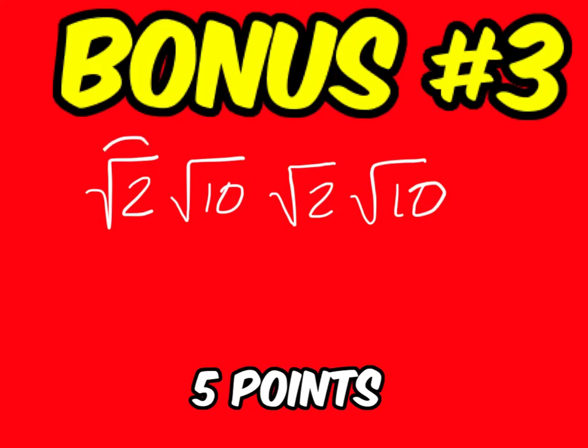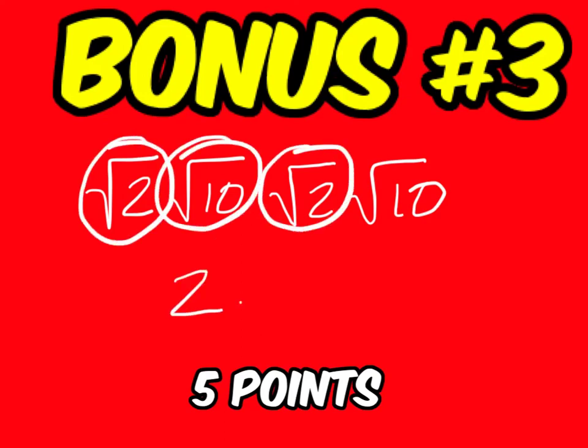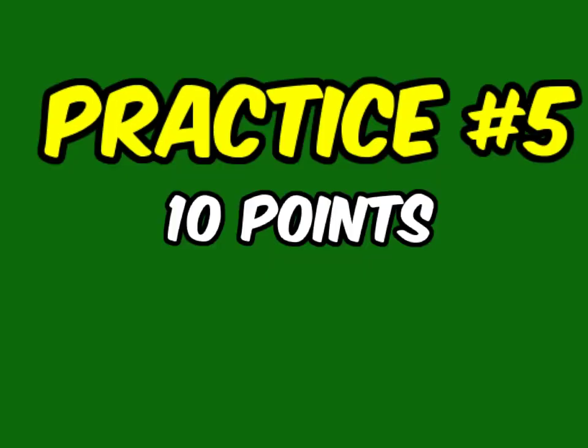On this problem, if you multiply this by itself, it's 2. This by itself is 10. Answer should be 20.